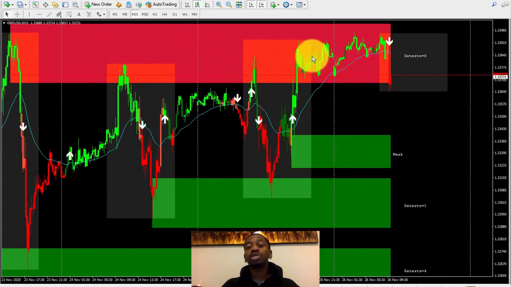So the red zone is your resistance zone. Imagine that this is your ceiling. Price comes to the ceiling, hits the ceiling, turns around. Green is your support zone, or the floor. Price comes down to the floor, bounces off the floor, heads back in the opposite direction. That is what price does all day, every day, as you can clearly see here. Up, down, up, down.